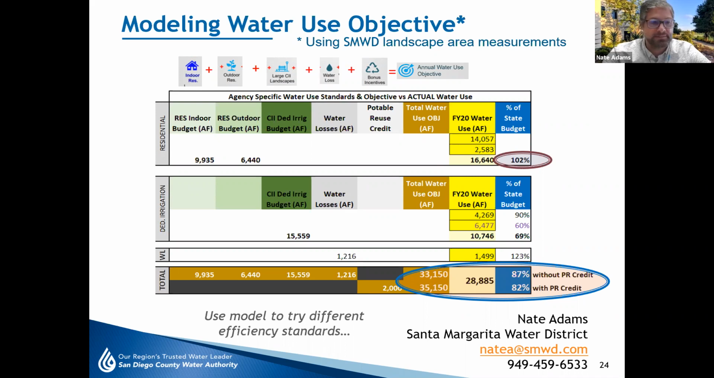I've added the water loss factor, and I'm excited to hear from Amy Talbot on that. I'm using the UARL, but again, I have an open question for myself in this group: what might be that standard that ultimately we use? But again, I've used UARL here. You can input if you get the potable reuse credit, but ultimately, at the end of the day, if I were to start this objective now, you can see that our total water use objective without a credit is just over 33,000 acre feet. Our fiscal year 20 water use was just short of 29. So we're at 87% of our budget going forward.